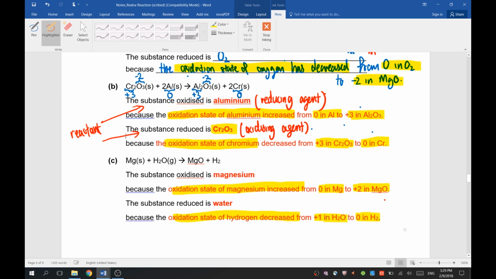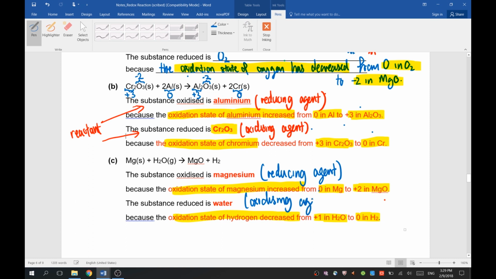So all these things come with practice, and you do need to have the 5 rules with you every time you do these questions first, until you get used to these 5 rules and you should be able to do it by yourself. So very quickly, just to end it off, if you look at part C, which one is the reducing agent? Is it the Mg or the H2O? Yes, the answer is the Mg, because it is being oxidized.